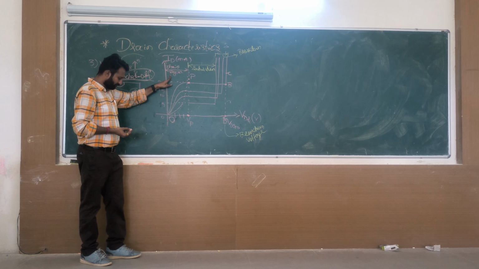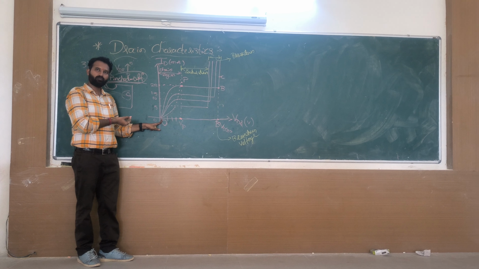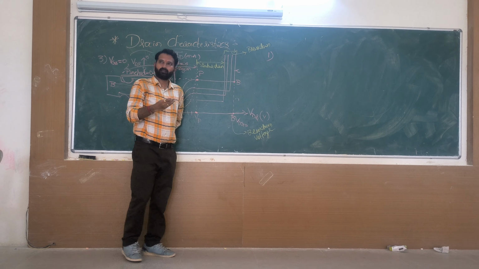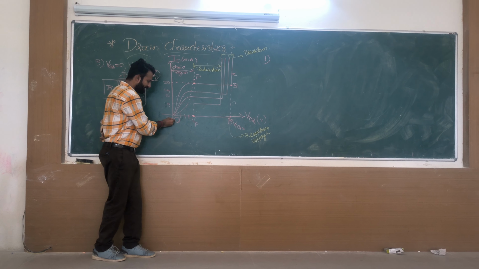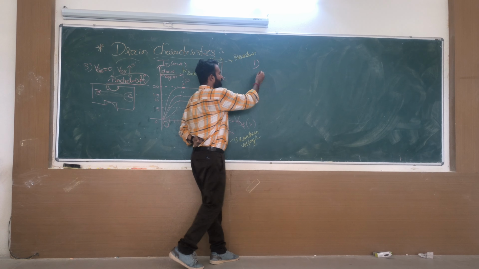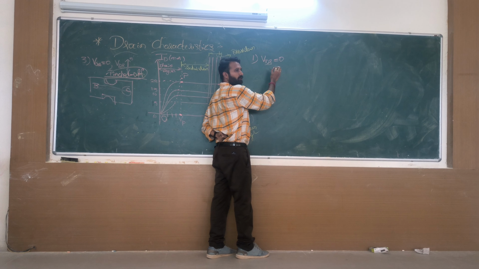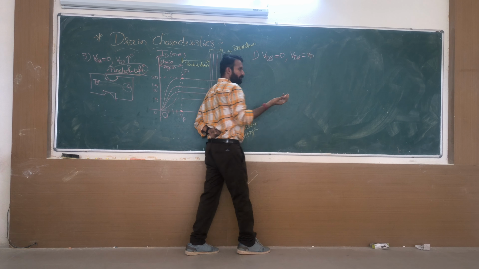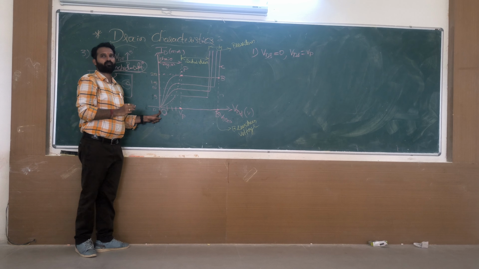I'll tell you. What is the first region? Ohmic. The space or region available from VDS equal to 0 to VDS equal to VP. I will repeat it: the region available from VDS equal to 0 to VDS equal to VP, simple thing. That region is called the ohmic region.